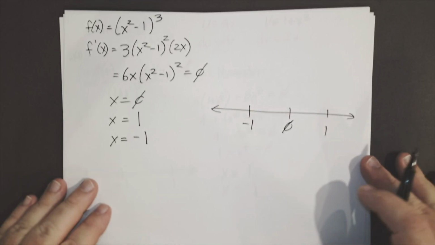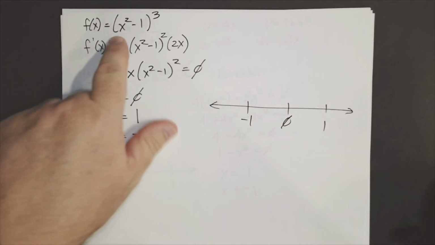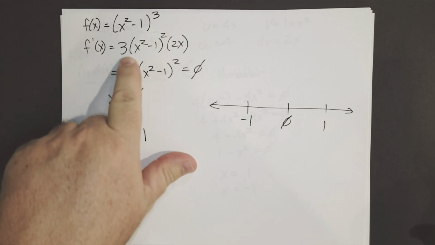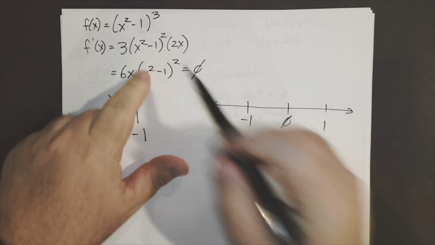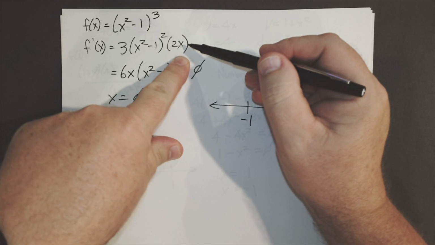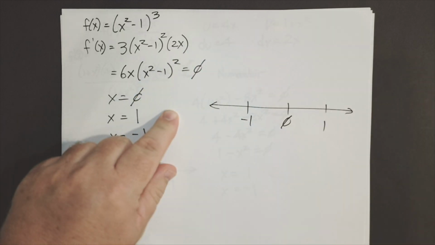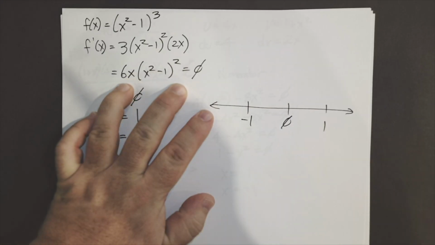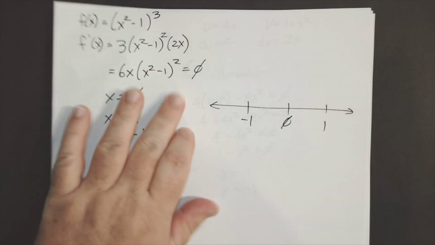So let's look at a different one. Here's (x squared minus 1) cubed. So again, step 1, take the derivative, and I get this right here. This is a chain rule, right? So bring the 3 down, change that to a 2, take the derivative of the inner function. The du is 2x. I'm going to go ahead and simplify this a little bit just so it's easier to look at. Now, step 2, set this equal to 0.